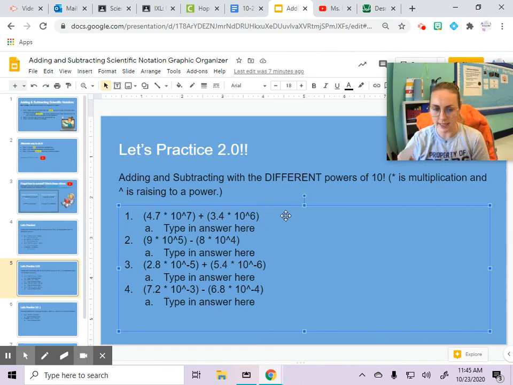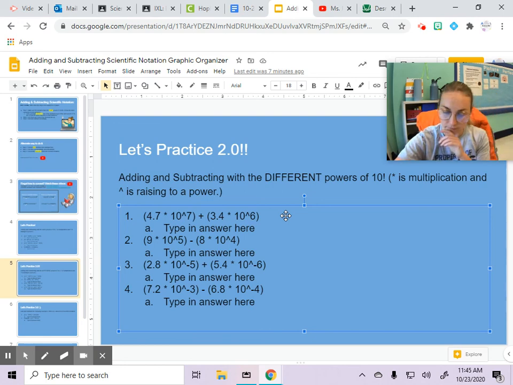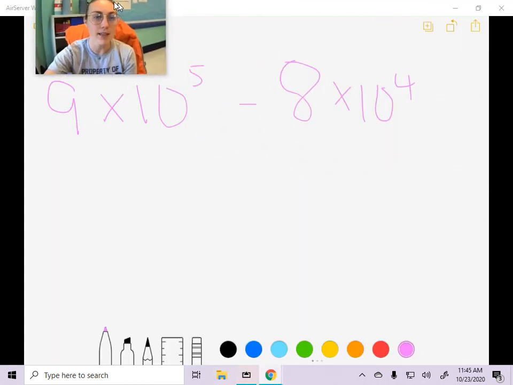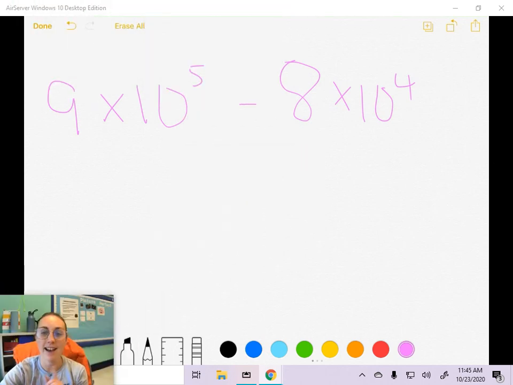Let's go ahead and we'll do number 2. So we have 9 multiplied by 10 to the 5th power, and we're going to subtract that by 8 multiplied by 10 to the 4th power. All right, so let's go back over here. Let's move me so I'm not in your way. All right, I'm still in your way. Still in your way. Ha, that works.